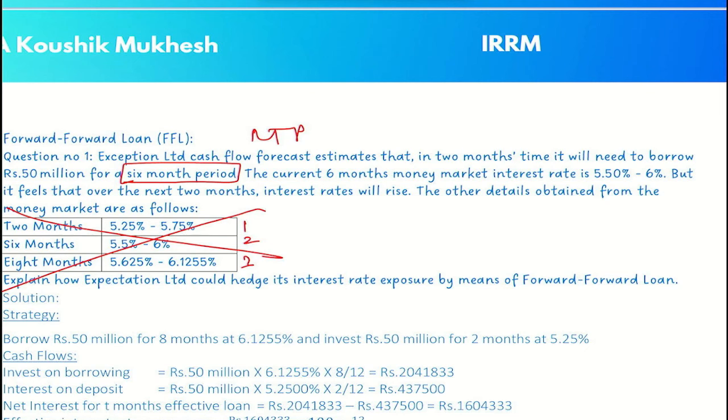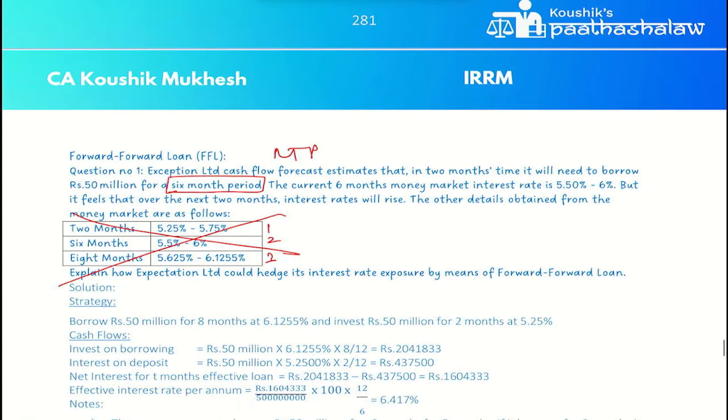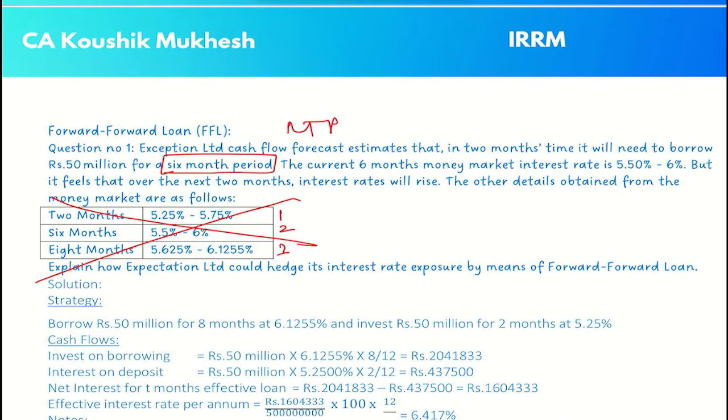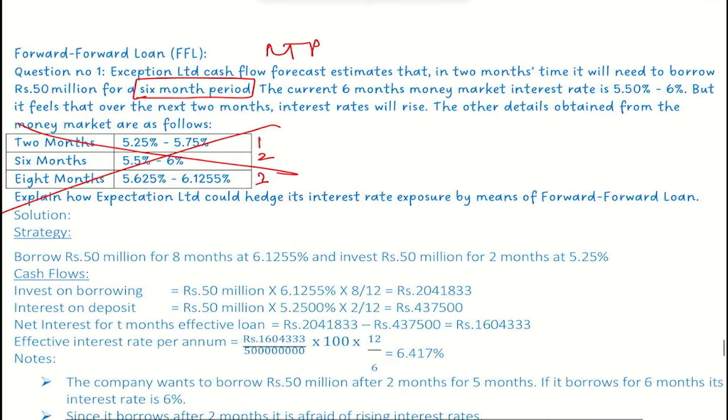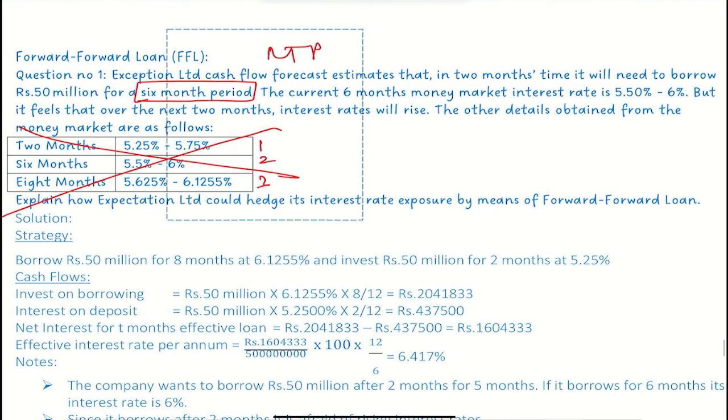But it is not. Both all are wrong. All are wrong means I am not talking about you, I am talking about rates. All rates are irrelevant rates only. That's why this chapter became the forward rate agreements chapter.